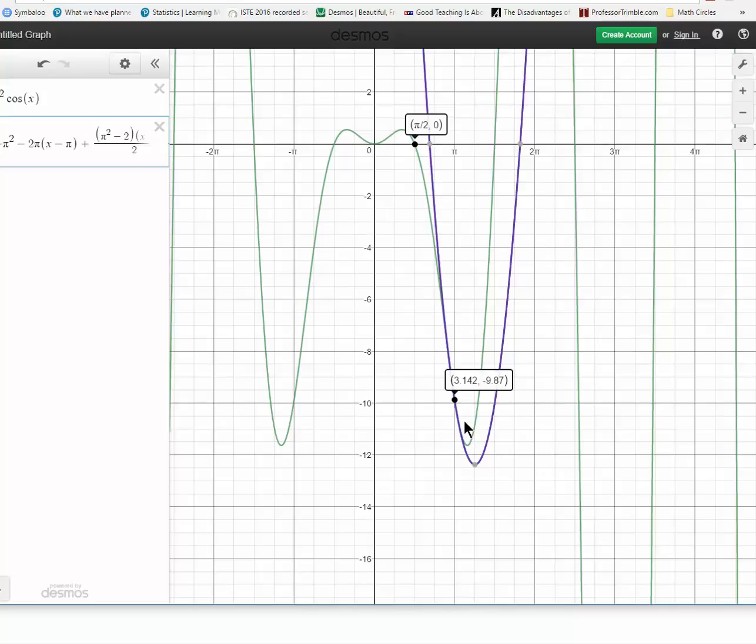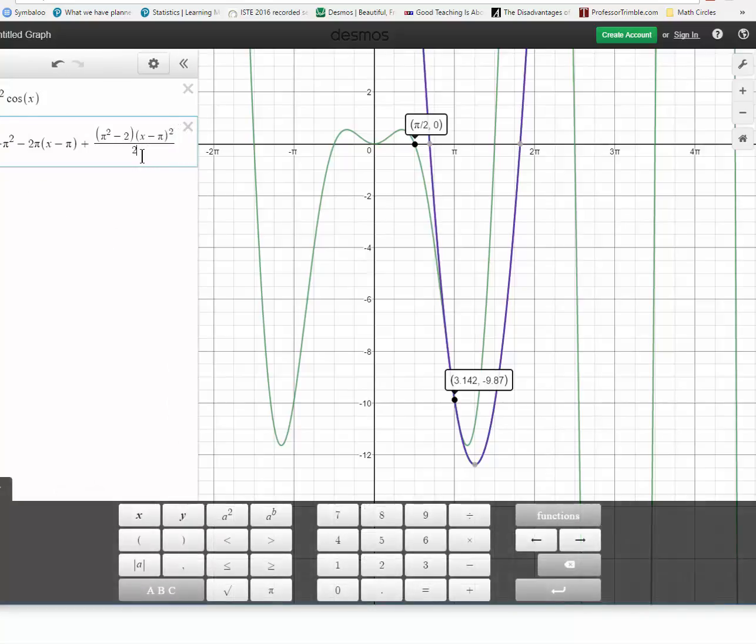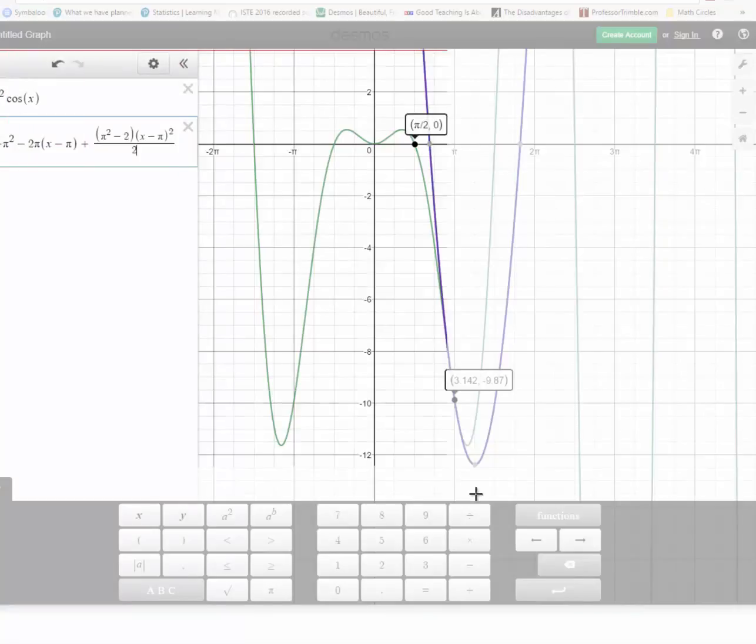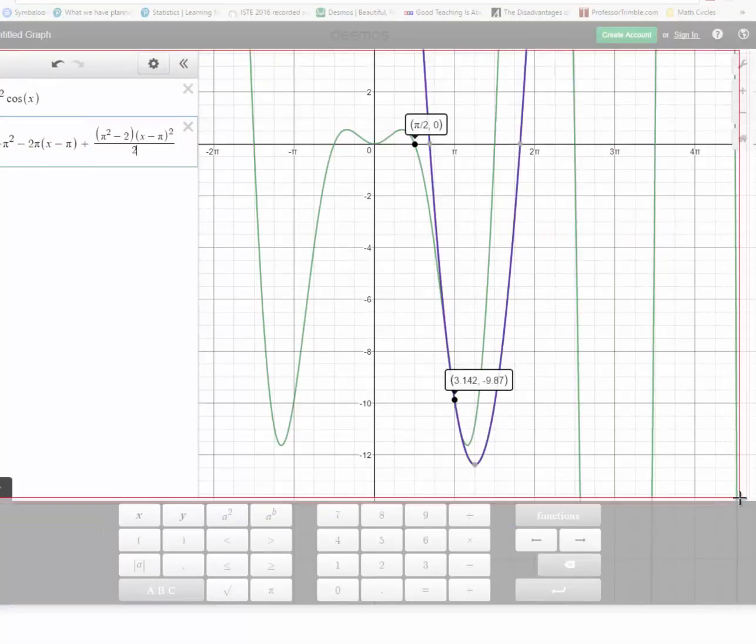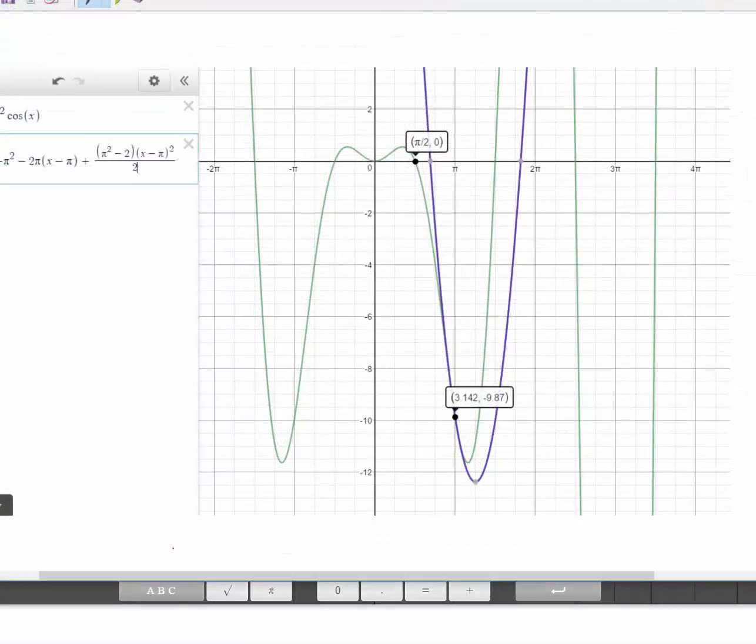It doesn't do such a great job everywhere else, but we don't care. We just wanted it to do a good job right in this particular area. I'm going to go ahead and take a screenshot of this and pop that into the lecture as well, so we have a point of reference as to where we were working.